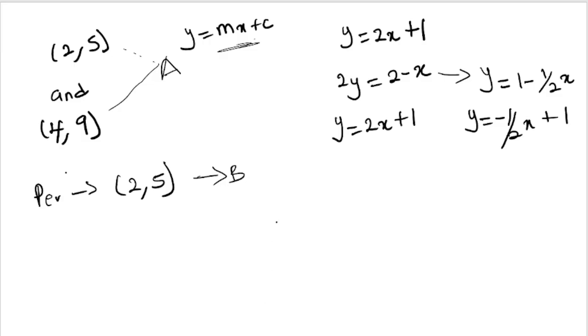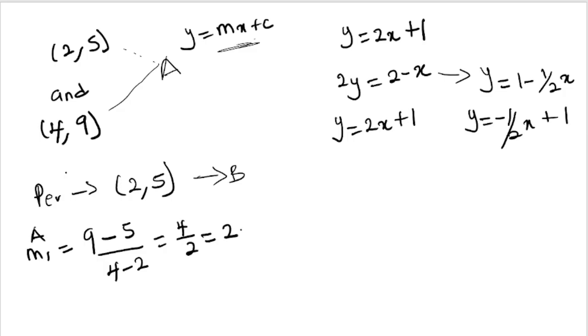All right, so now let's all solve it together. For the first one, for our line A, the gradient will be equal to 9 minus 5 over 4 minus 2, which gives 4 over 2, and we get 2, right? What the question said was that we should find an equation of the line B, and B is perpendicular to the line A.